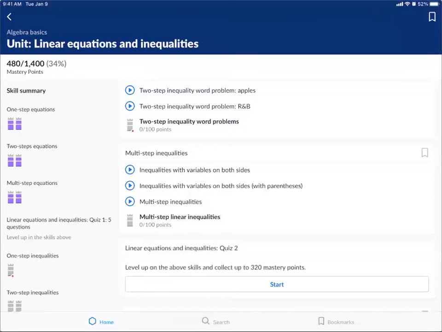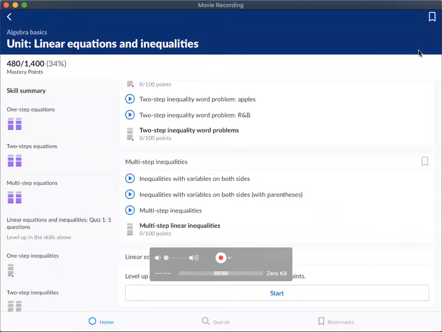We're supposed to do two-step inequality word problems. I did that. I'm going to go back to multi-step linear inequalities, and we'll see if I can get more points in that during the quiz. All right, so one second. Let's get started.